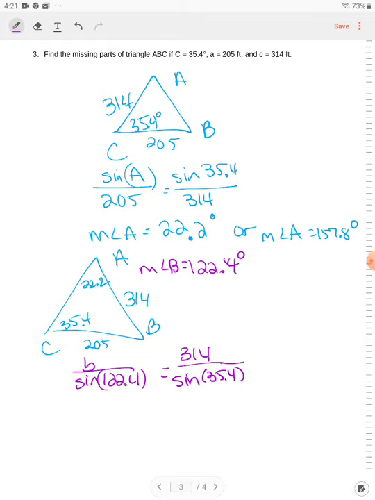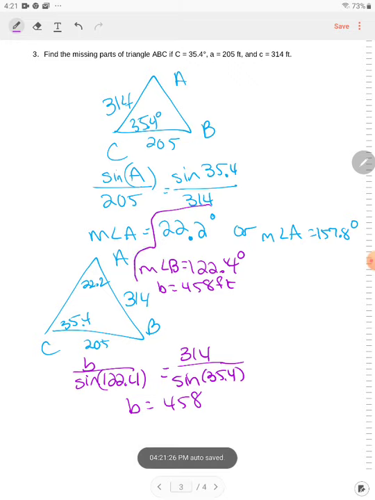So doing the math, I get 458. So B is equal to 458 feet. Okay, that's when A is 22.2. So we have this triangle here. Okay, we also need to write down what angle C was given.